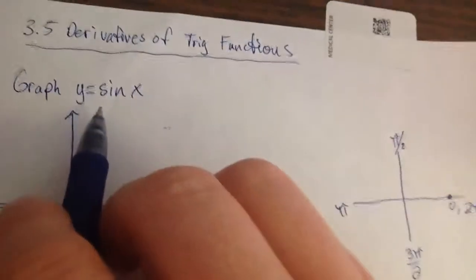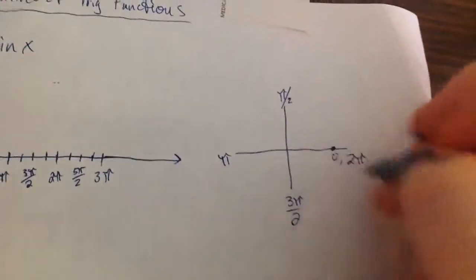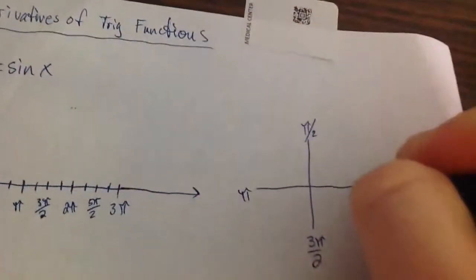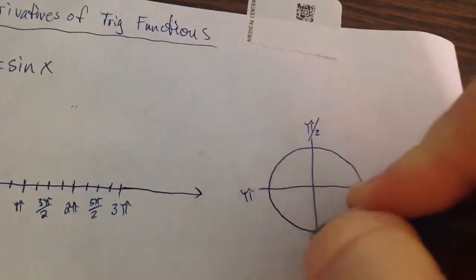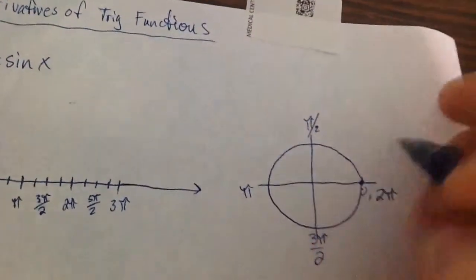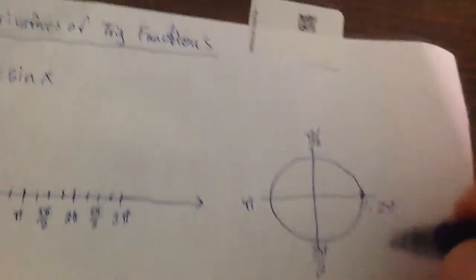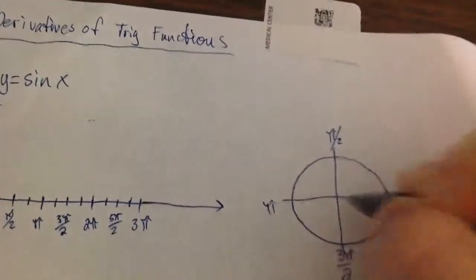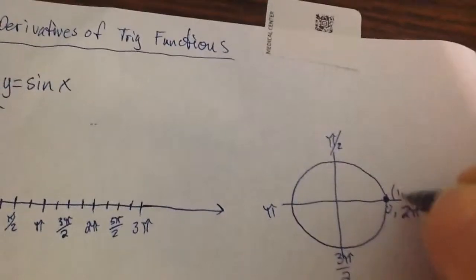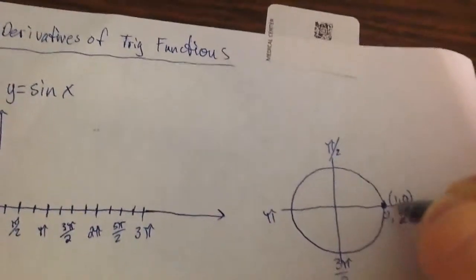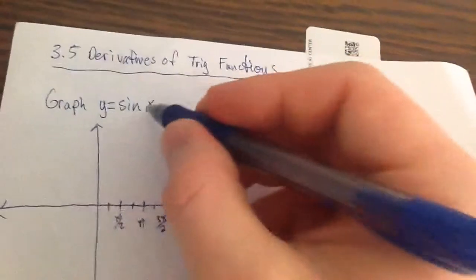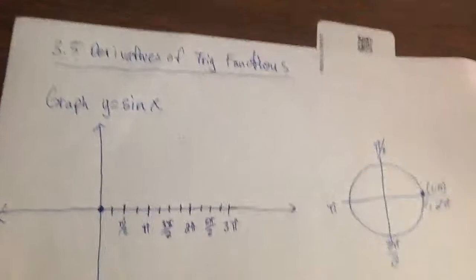So if we're doing sine, remember, the sine is just the y-coordinate of the points around the unit circle. So like at 0, the coordinates of that point, remember, the radius of the circle is 1, so that's 1 comma 0. So the sine of 0 is 0. So over here on our graph, if we plug in 0 for x, the sine of 0 is 0. So we're going to start at 0, 0.